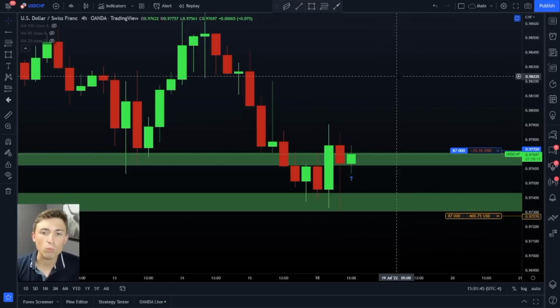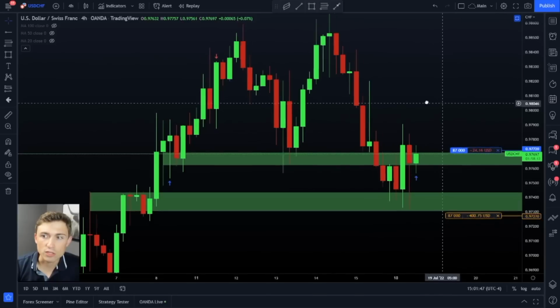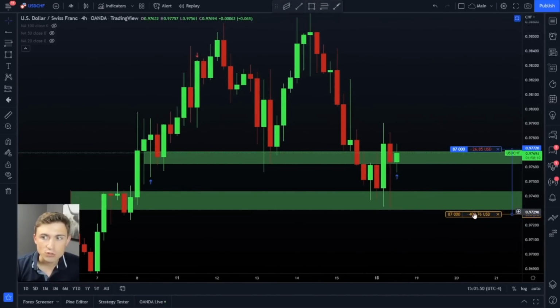Now let's talk about where I put my stop loss. I put my stop loss at a very particular level. If you look left, this was basically the point at which we saw the max buying pressure.